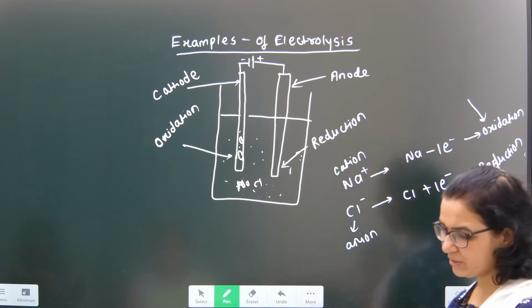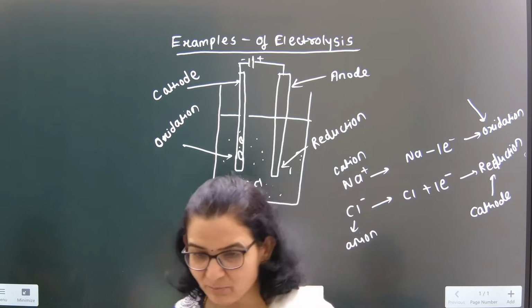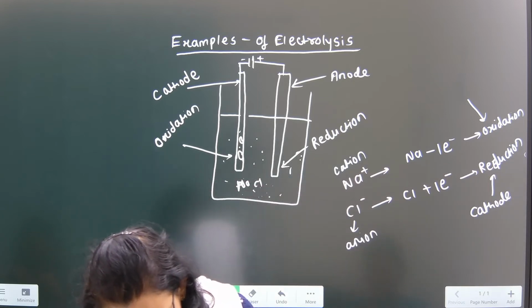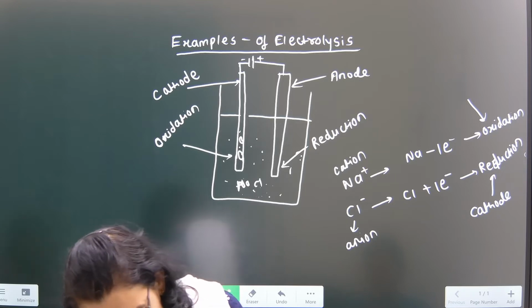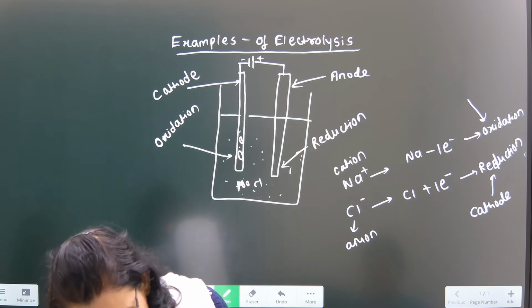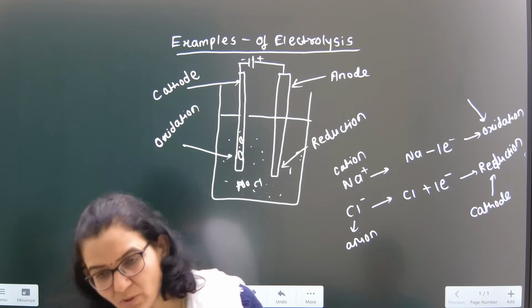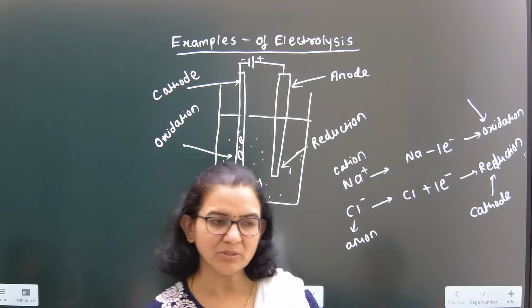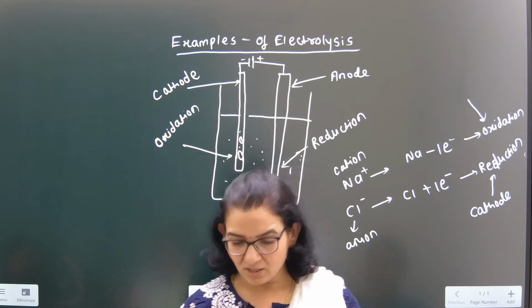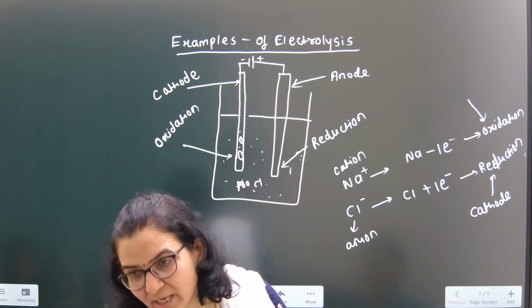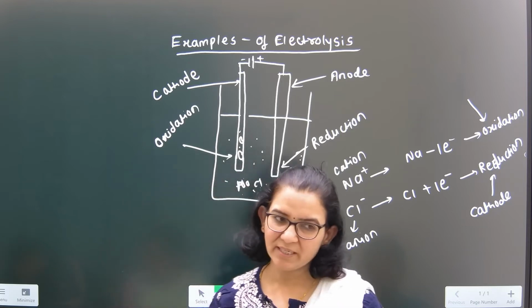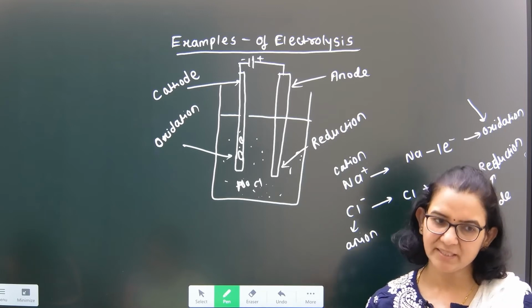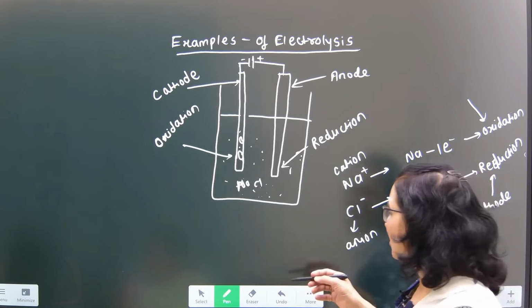Done? Okay. So यहाँ तक we completed. Now examples of electrolysis. First is acid, bases and salt. In this experiment, we determine whether the given compound is a strong electrolyte or weak electrolyte. Whether it is acid, base or salt, it is an electrolyte, and whether it is strong or weak.